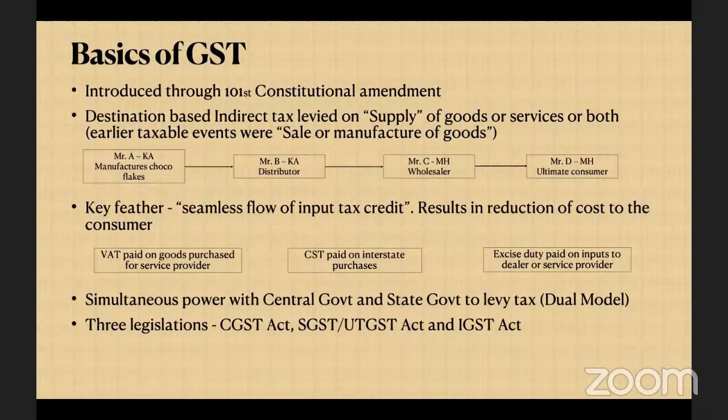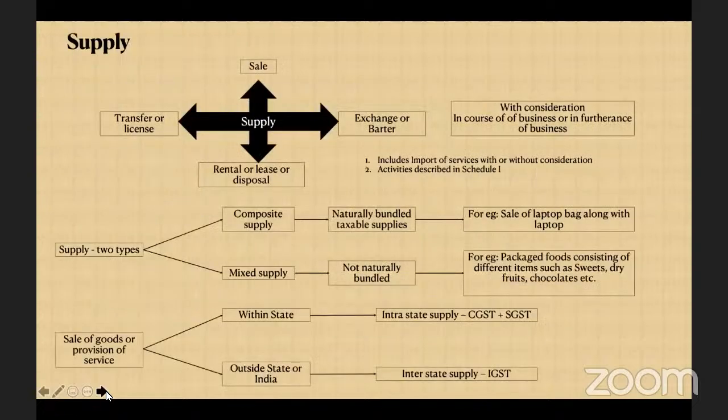Now let us move on to the definition of supply. For every tax to be charged, there should be something called a taxable event. For example, in case of income tax, a person earning income is the taxable event. The time when he earns income, the liability to pay tax to the government arises immediately. In the same way, for GST to be attracted, there should be a taxable event. So under goods and services tax law, supply is the taxable event. The time at which any person initiates supply of goods or services, the liability to pay GST arises immediately.